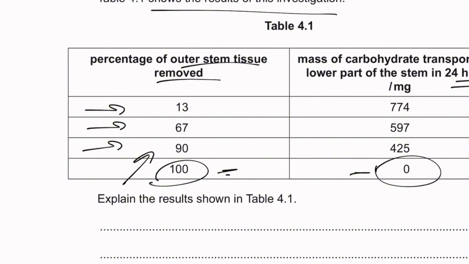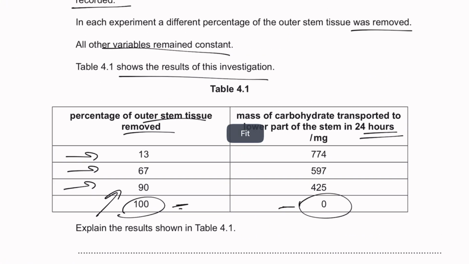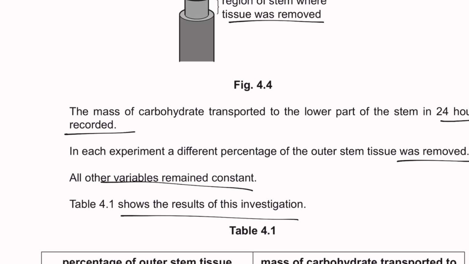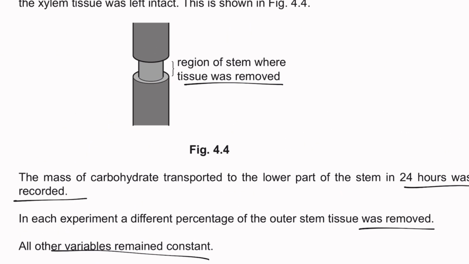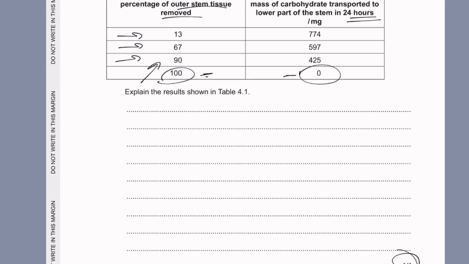I feel like this could get you the 4 marks, but you can just continue by mentioning other things like how this was left for 24 hours, and each stem the mass of the carbohydrate transported to the lower part. We can mention, for example, the xylem tissue is the only thing left. The xylem does not transport the carbohydrates. Okay, so let's go ahead and write this down.